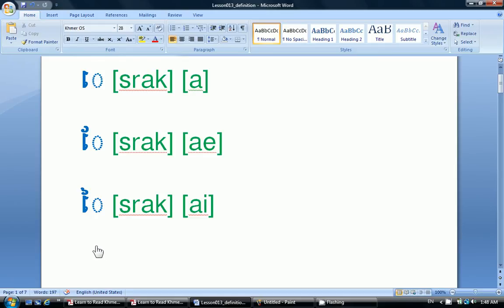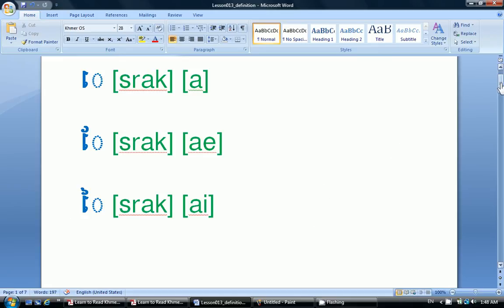Here are the three vowels: sra-e, sra-ai, and sra-ai. Okay, notice these dotted circles. This is where the consonants are located when they combine with these vowels. So these vowels are located to the left of the consonant. And the sounds of these vowels, e and ai, are used with the first series consonants.